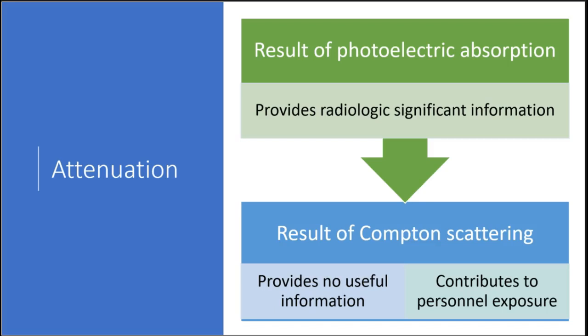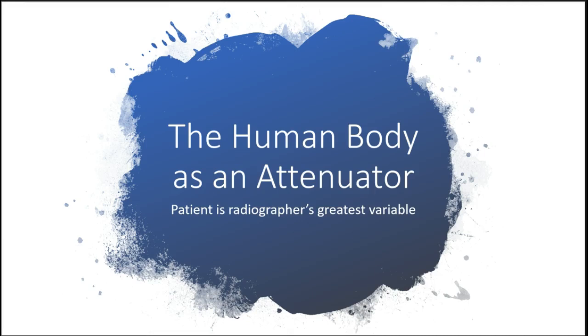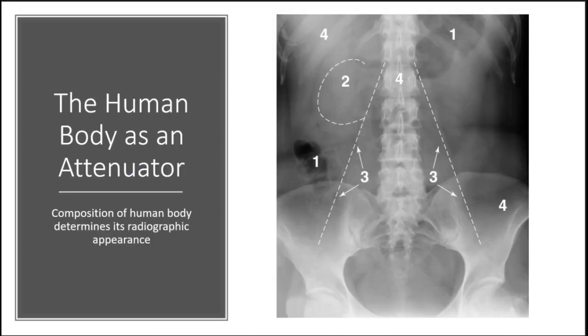Okay, in order for us to see differential absorption, which is the differences between the tissues, we need to have some photoelectric in there also. Okay, so Compton is the byproduct of a higher KVP, which degrades our images, okay, and it produces your occupational exposure. So the human body as an attenuator, this is your greatest variability. So you need to look at who you're imaging and figure out if they're muscle or if they're fat. So looking here, composition of the human body determines the radiographic appearance.